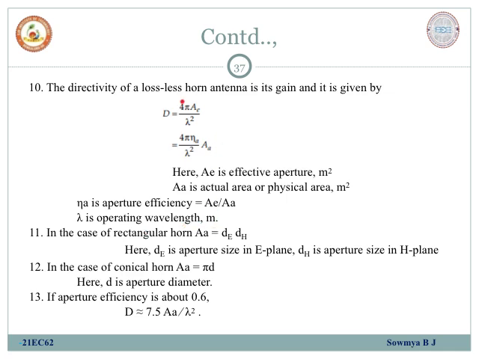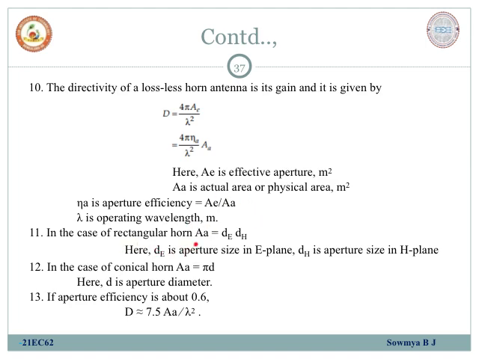So, whenever we say lossless horn antenna, directivity is equal to the gain, and it is given by D = 4π AE / λ². Here AE can be written as ηA into AA, where AE is the effective aperture in meter square and AA is the actual or the physical area in meter square. ηA is the aperture efficiency which is given by AE by AA, and lambda is the operating wavelength in meters.